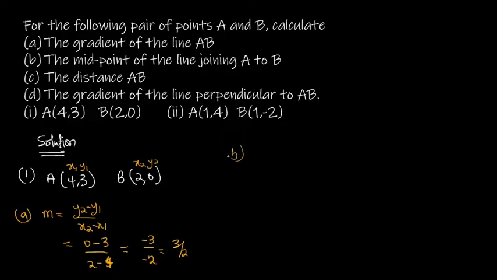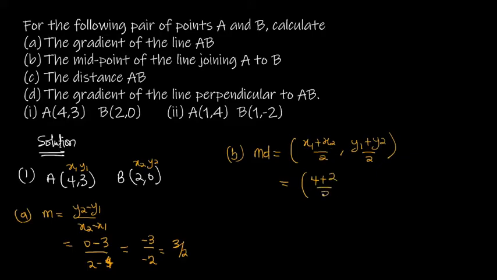Now B, the midpoint M, will be equal to x1 plus x2 on 2, y1 plus y2 on 2. So this is equal to my x1, which is 4, plus my x2, which is 2, on 2, my y1, which is 3, plus my y2, which is 0, on 2.